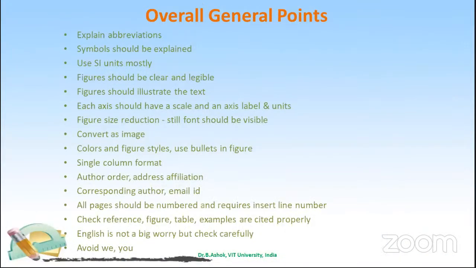Overall, the general points, the common mistakes we make: explain the abbreviations, symbols used should be explained, use SI units only, figures should be clearly and legibly drawn and illustrated with the text. Each axis should have a scale and axis label with units. Size, convert as an image in TIFF format. You can go for a single column format, author order and affiliation, corresponding author and email ID. All pages should be numbered. English is not a big worry, but check carefully. Avoid the use of words like we, I, you, they.